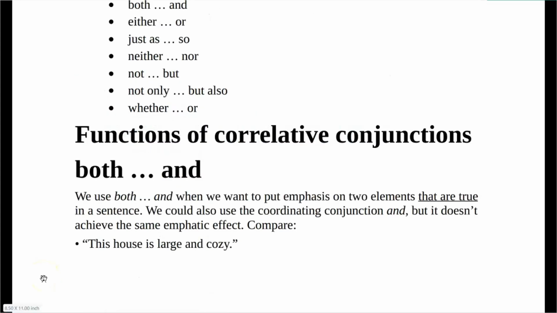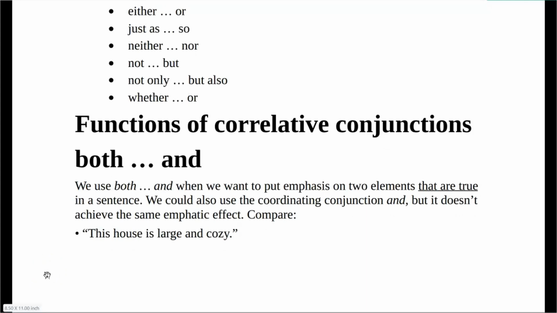Now let's take a look at the functions of each correlative conjunction. Both and. When we want to emphasize two elements that are true in a sentence, that's when we use both and. We use it to put emphasis on two elements that are true. And in a situation where we can use the conjunction and, we can also use both and, but it will not have the same emphatic effect.